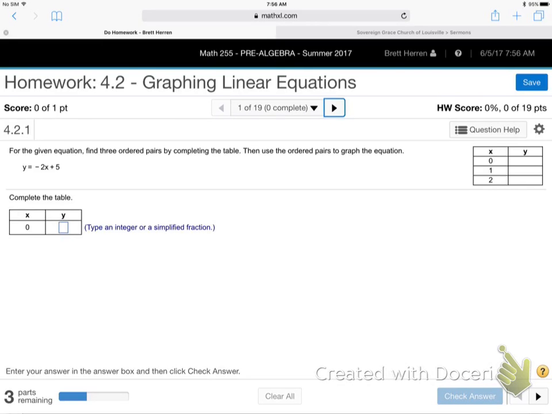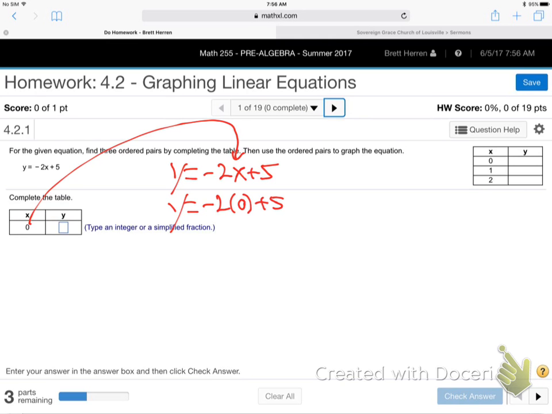All right, so they give me y equals negative 2x plus 5, an equation. And then they want me to complete the xy table. So what are they talking about? Do you see what they're doing there? What are they making x be? 0. So they want me to take that 0 and pop it in for x, and solve for y.